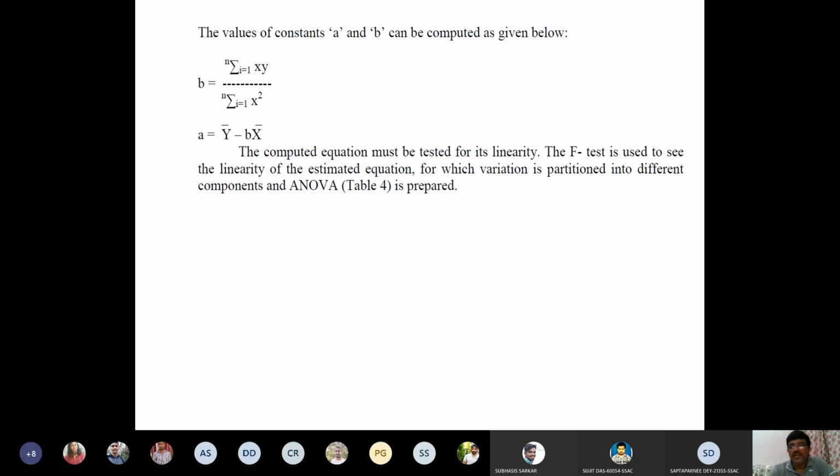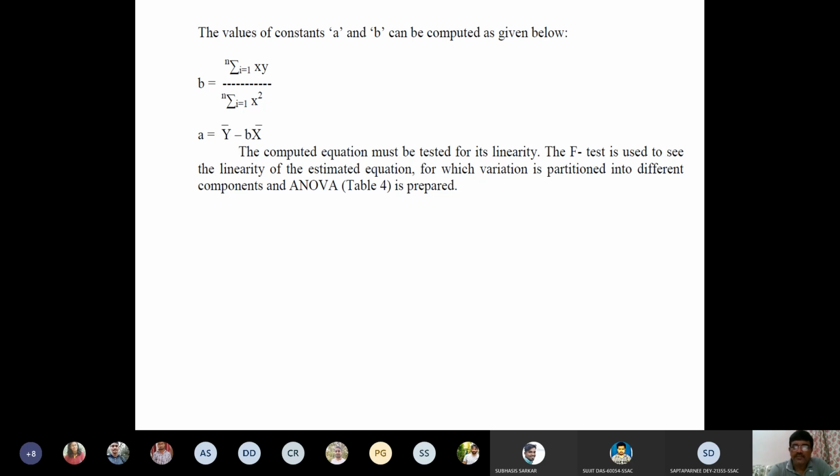Then the value of constants A and B. From the previous slide, you have seen various parameters were computed. Now these parameters will be used to calculate the value of A and B. So the value of B is summation xy upon summation x square. By putting these values, we can get the value of B, which is known as the regression coefficient.